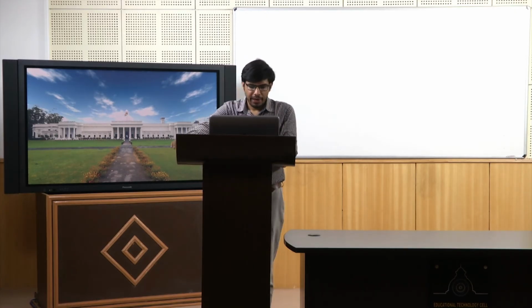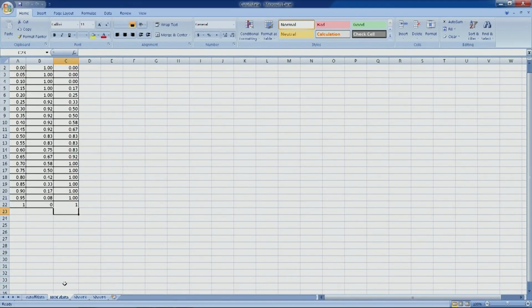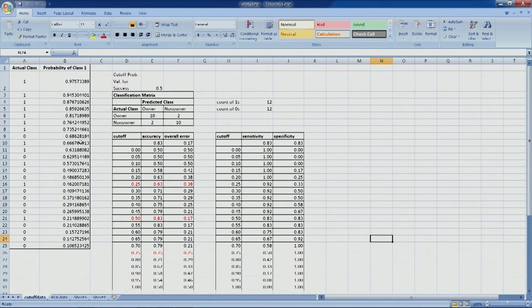So, we will do an exercise using Excel. Let us open this particular file. What data we have is 24 observations, as you can see, from row number 2 to row number 25, and for each observation we have the actual class, whether the particular observation or case belongs to class 1 or class 0.